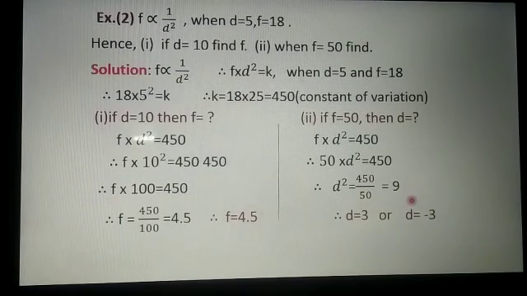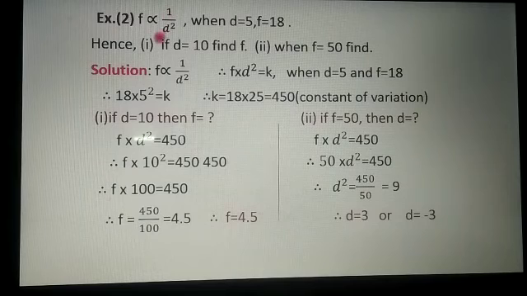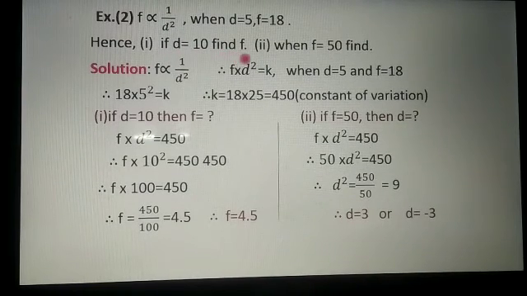Now example 2. Example 2, f is inversely proportional to 1 upon d square. When d is equal to 5, f is equal to 18. This is given. Hence, if d is equal to 10, find f. D and f are both two quantities. So if d is equal to 10, find f in the first part, and in the next part, when f is equal to 50, we have to find d.